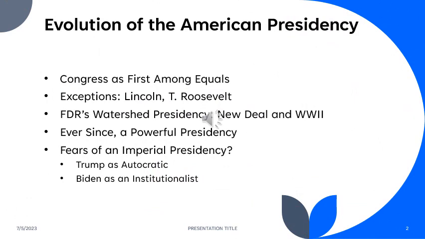Okay, so in terms of the evolution of the American presidency, as we've discussed at the outset, the vision of the Founding Fathers, rightly or wrongly, was kind of a Congress as first among equals scenario, where Congress was meant to be preeminent, the presidency a bit less preeminent, and then the courts the least dangerous. So that's how we start out.